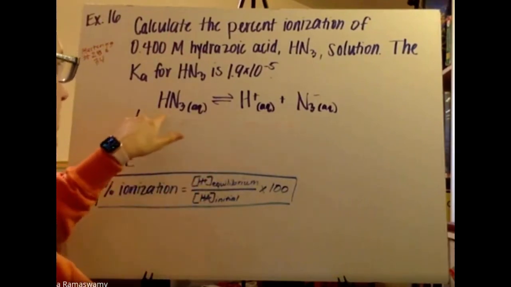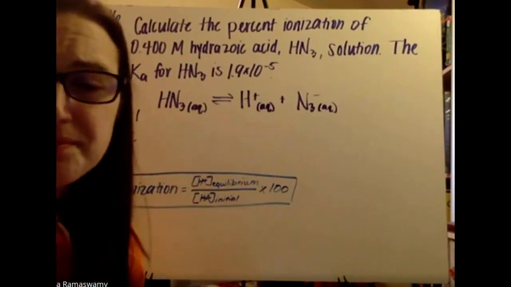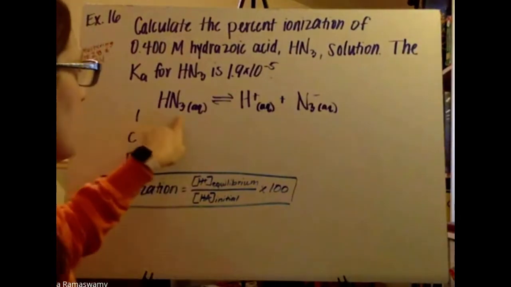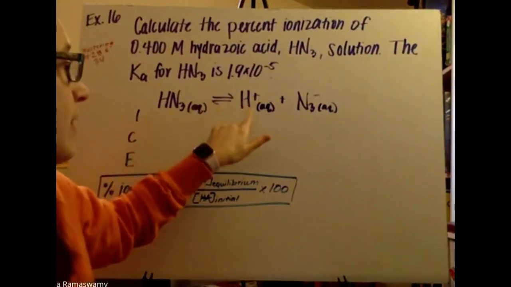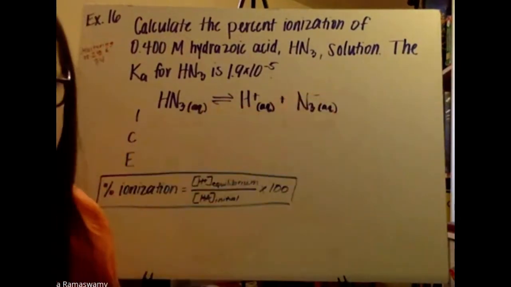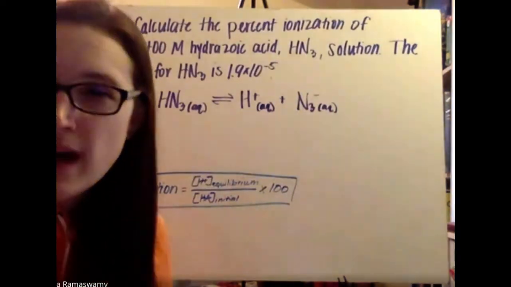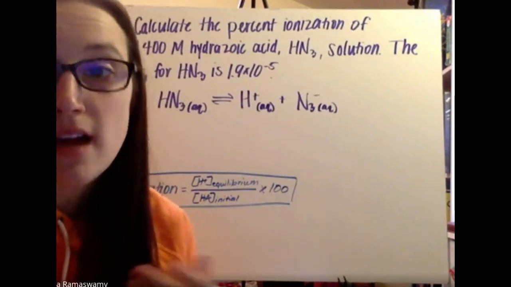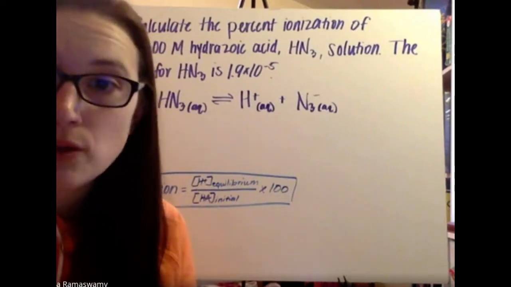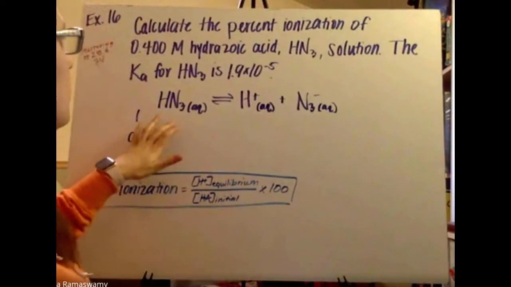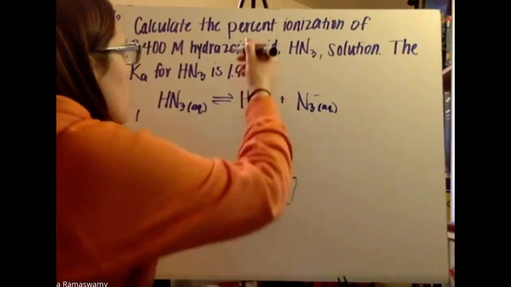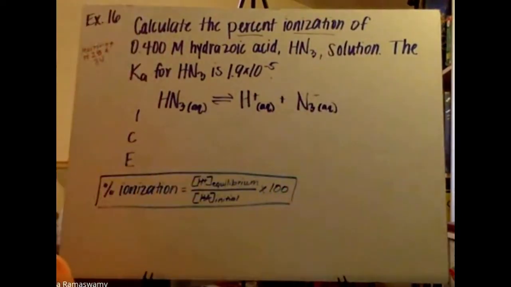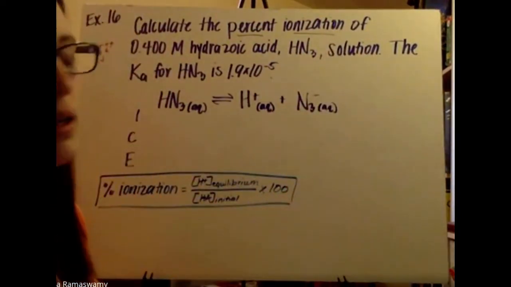So this is a weak acid. HN3 is a weak acid. Weak acids exist at equilibrium. So hydrazoic acid is at equilibrium with H plus and N3 minus. And I even put the states of matter just so that we remember that weak acids are aqueous and ions are aqueous because they come from solution. Now, the problem is asking for percent ionization. So I'm going to underline percent ionization.